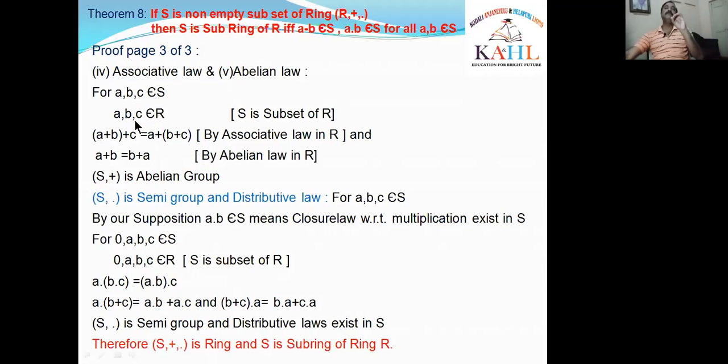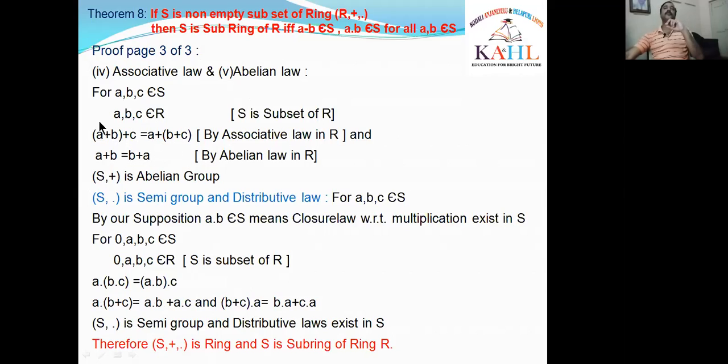Now A, B, C are elements of R. That means these three elements satisfy associative, the second one, and the last one, abelian also. I am writing this associative law and this abelian law. What is associative? (A plus B) plus C is equal to A plus (B plus C). Now what is abelian? A plus B is equal to B plus A.